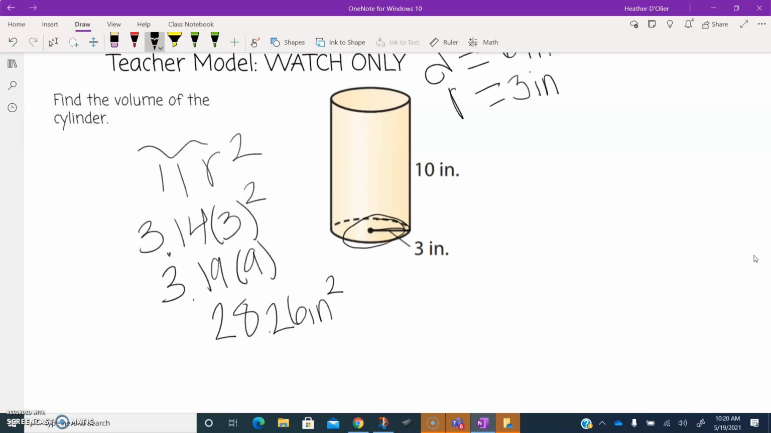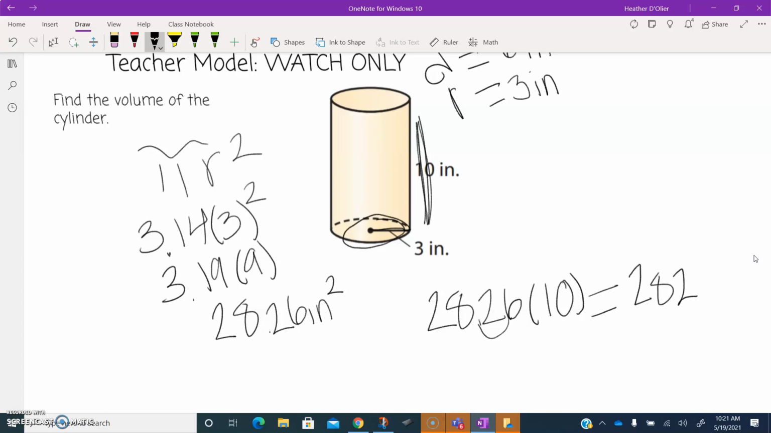And now I take that amount and multiply it by the height of the cylinder. So I'm doing 28.26 times 10. Oh, that's nice. Times 10 means the decimal just moves one time. So that's approximately 282.6 inches cubed. And that's the volume for that cylinder.